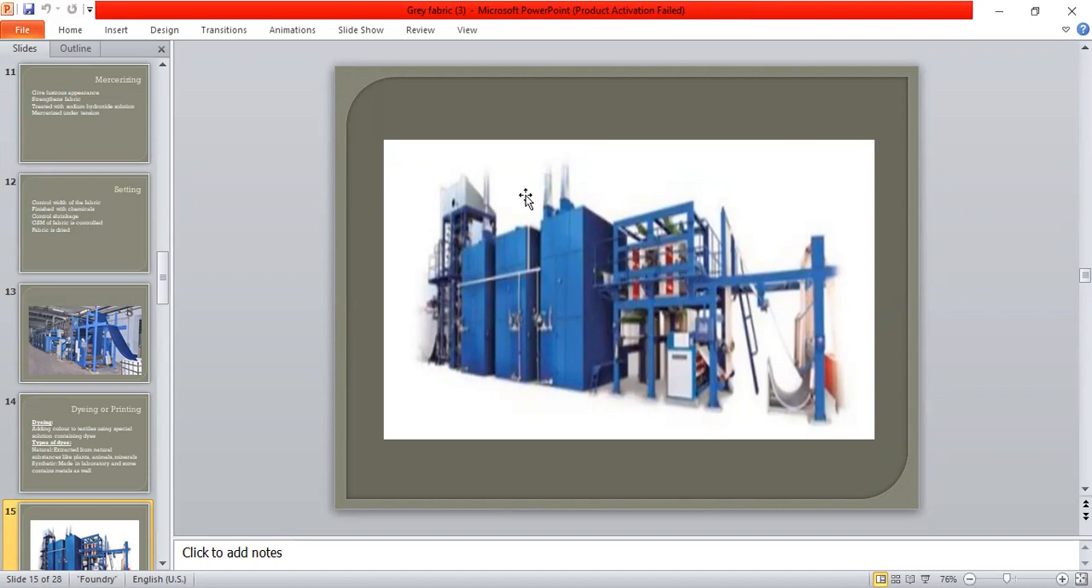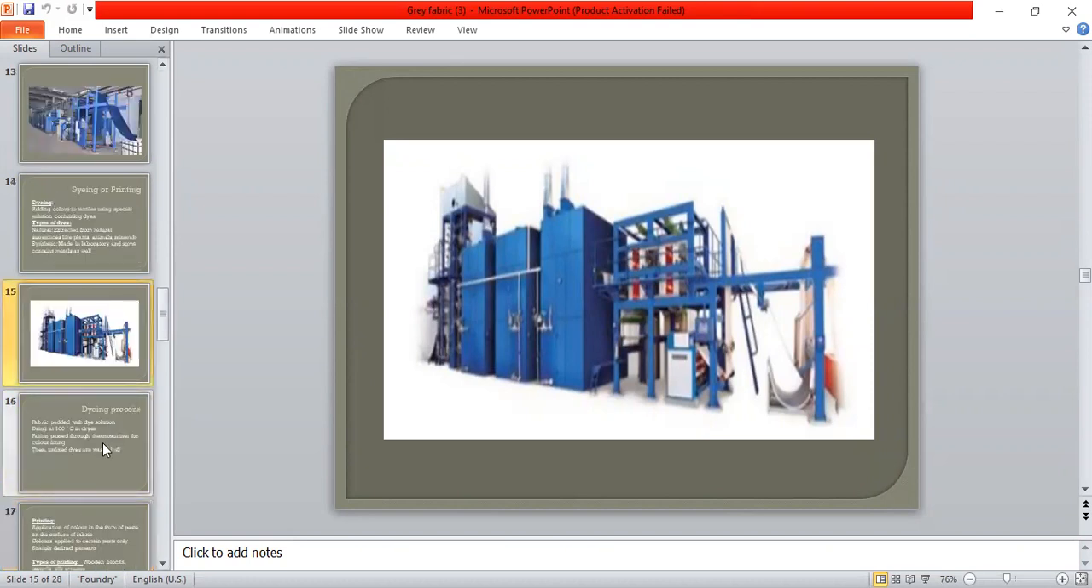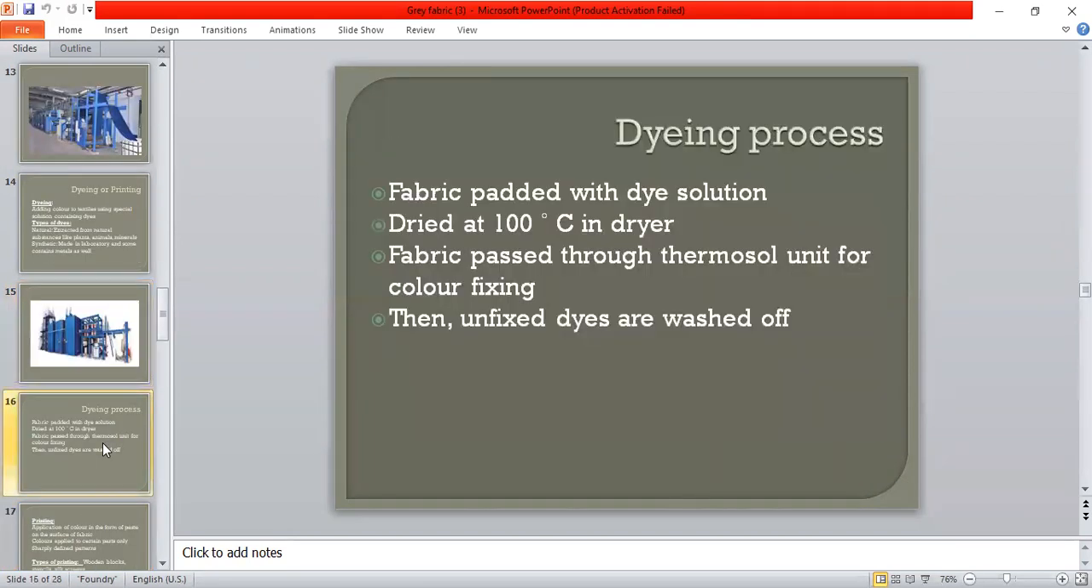Students, are you getting what I'm trying to say? There are padded rollers in the machine which squeeze the color, the extra color, evenly and also remove the excess liquid. Fabric is padded with dye solution first, then it is dried at 100 degrees Celsius in the dryer. Fabric is passed through the thermosol unit for color fixing. Then unfixed dyes are washed off. The dyes which are not totally fixed on the fabric are washed off at the last.